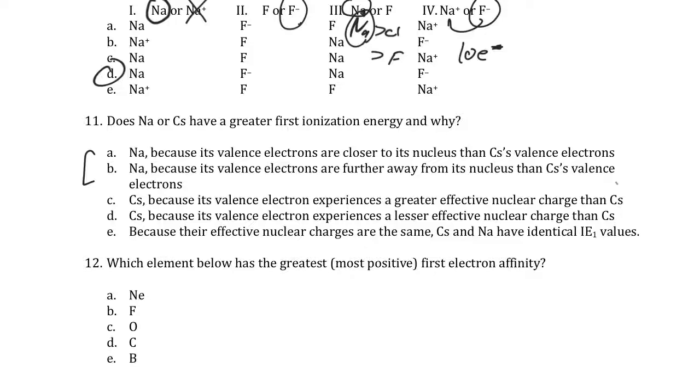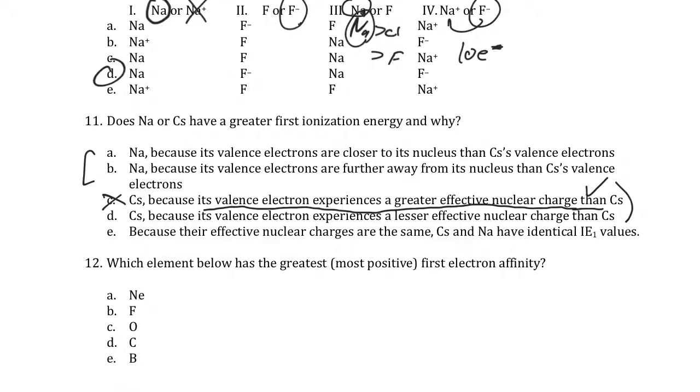So even though the effective charge does increase, so the valence electrons in cesium do indeed experience a greater effective charge, the fact that that is true doesn't make the ionization energy of cesium higher than that of sodium. So that's a true statement in C, but it's not true that cesium has the higher first ionization energy. So despite the fact that the effective charge increases, the size of the atom plays a much bigger role in determining the ionization energy trend.